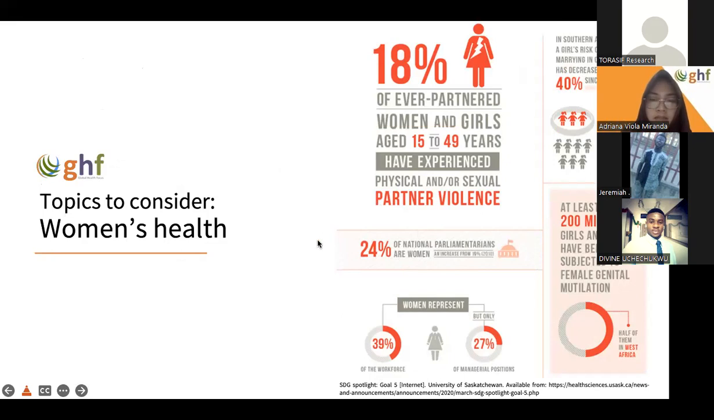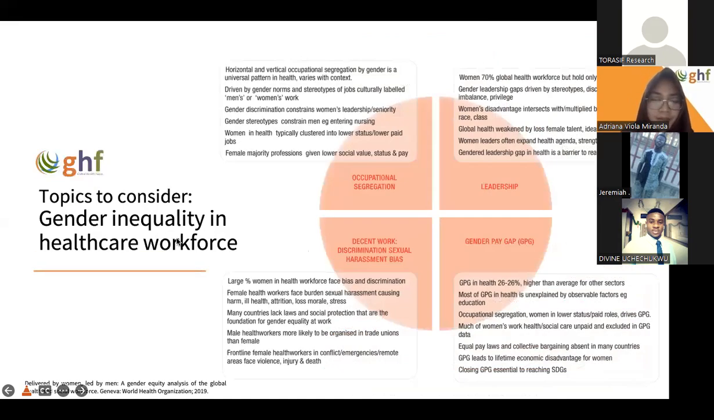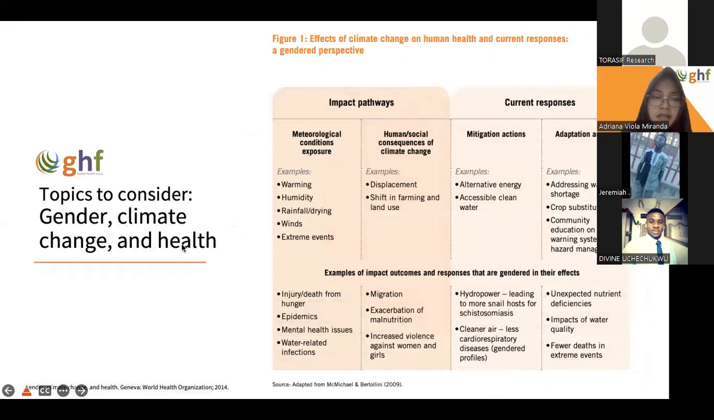And there's some other topics to consider if you want. So you can include women's health. There are some issues that you can include here about COVID-19, for example. And you can also write review articles about our situation as healthcare workforce. For example, this diagram I got from the World Health Organization shows some of our problems in healthcare workforce, especially as a woman. And climate change is also an emerging topic that is interesting now.